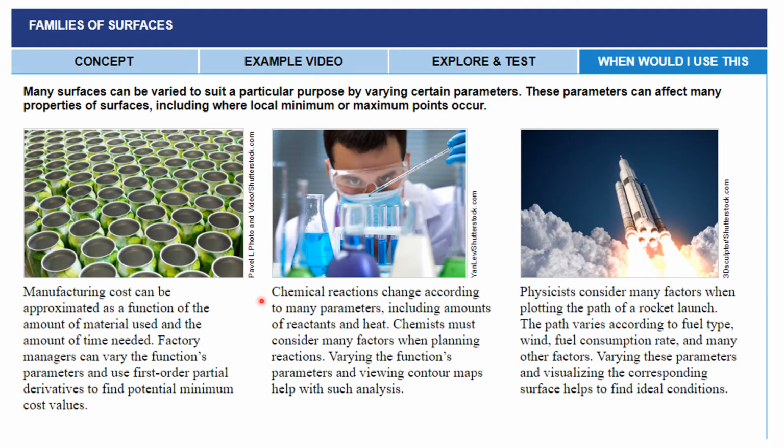Likewise, chemical reactions change according to many parameters, including amounts of the reactants and heat. Chemists must consider many factors when planning reactions. Varying the function's parameters and viewing contour maps help with such analysis. And last, from the physical sciences, physicists consider many factors when plotting the path of a rocket launch. The path varies according to the fuel type, wind, fuel consumption rate, and many other factors. Varying these parameters and visualizing the corresponding surface helps find ideal conditions. So there's much to be said about analyzing families of surfaces.